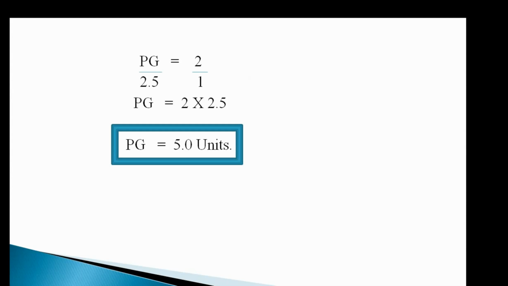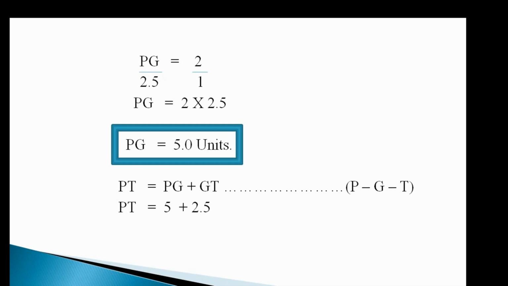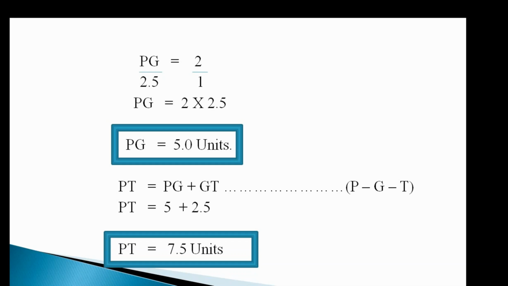When you transpose this 2.5 to the right hand side, you will get PG equal to 2 into 2.5. Therefore, PG we are getting is 5.0 units. But we have to find out PT also. So how can we find out PT? PT is equal to PG plus GT, because P, G, T are collinear points. So PG is 5 units, GT is 2.5 units. Therefore, we are getting PT as 7.5 units.